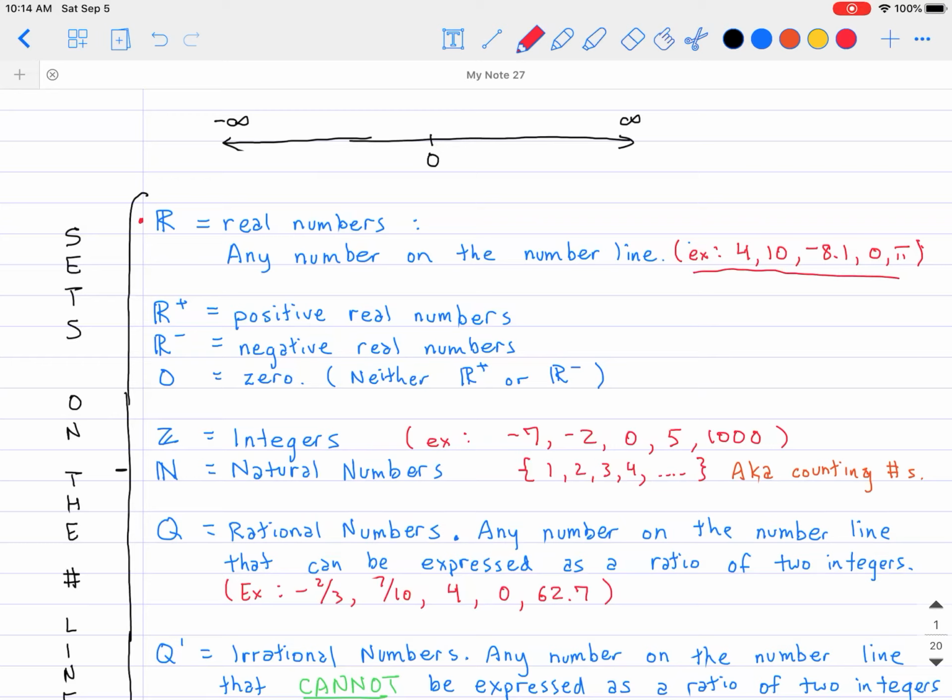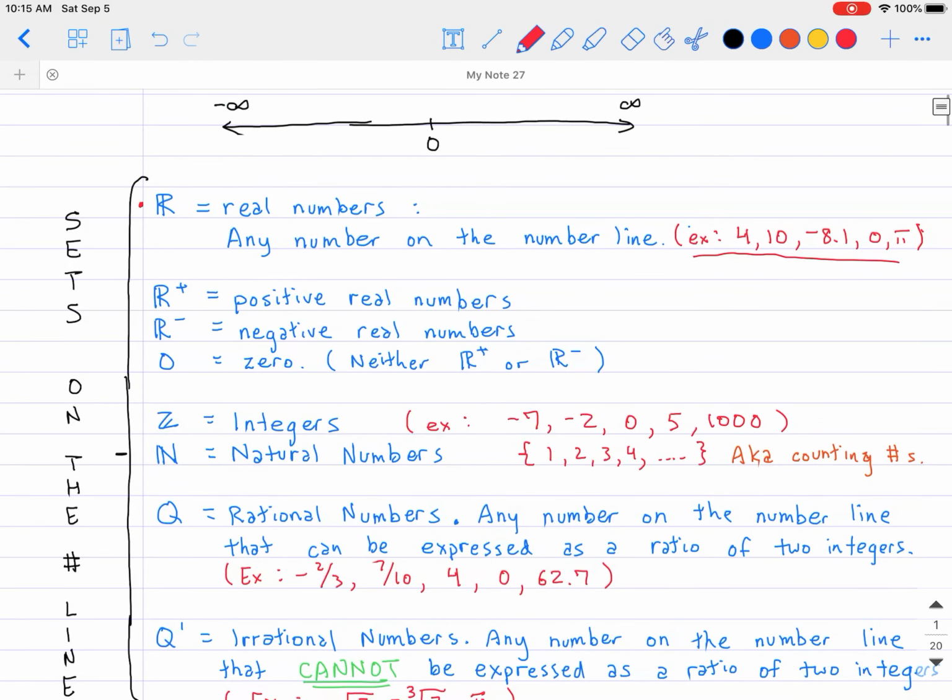You have 4, 10, negative 8.1, 0, pi. All of those fall into the category. Okay. So if you can assign it on the number line, that's a real number. Now, from there, we can actually break it into 3 parts. There are the real positive numbers, so that's R with a plus. Then there are the reals that are negative numbers, that is going to be R with a negative. And then the one that does not fall into any of the categories would be 0 because it's neither positive or negative then.